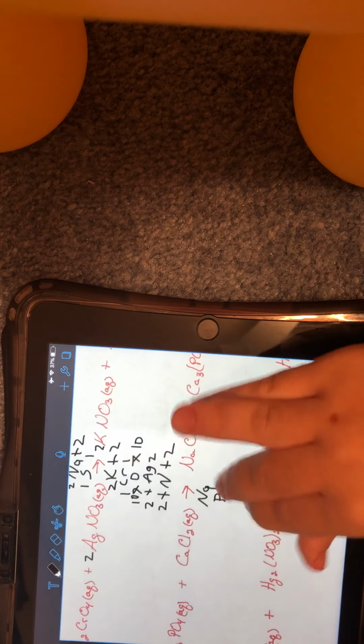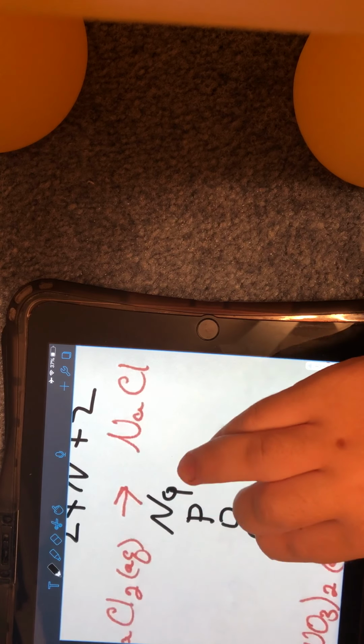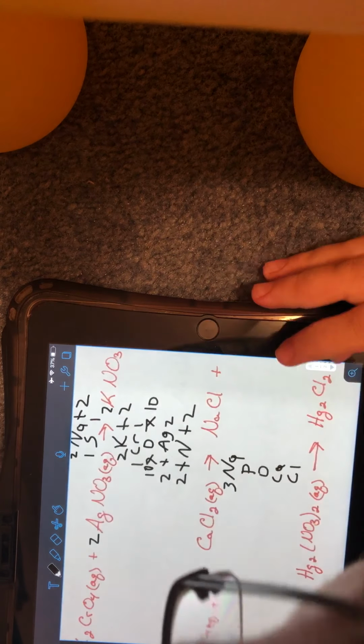So first we have Na, we have P. I'm gonna move it up because we need the space. P, O, and CaCl2. All right. So we have 3 Na's, 1 P, 4 O's, 2 Cl's, and 1 Ca.